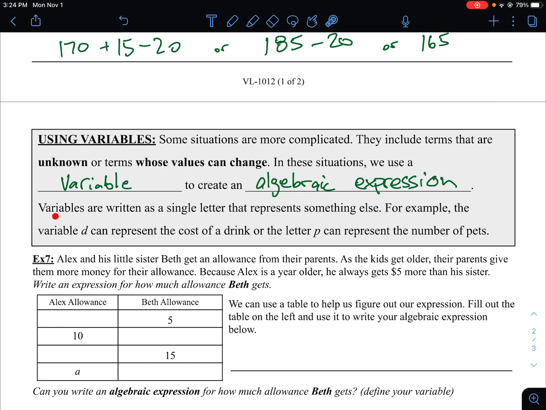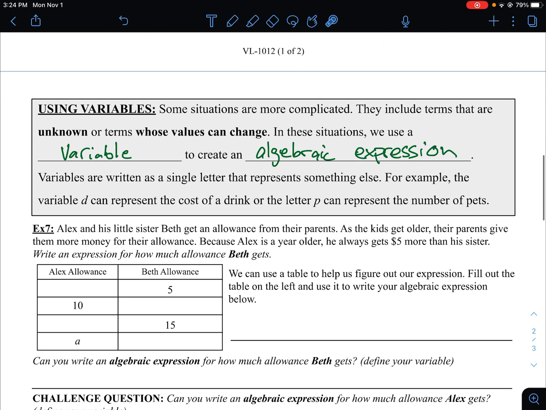So let's talk more about variables. Variables are written as a single letter that represents something else. Technically, you can have multiple letters represent a variable, but it's unusual, or even an emoji. It kind of doesn't matter. But you'll most often see them as a letter, such as X or Y. For example, the variable D can represent the cost of a drink, or the letter P can represent the number of pets. So variables are just letters.